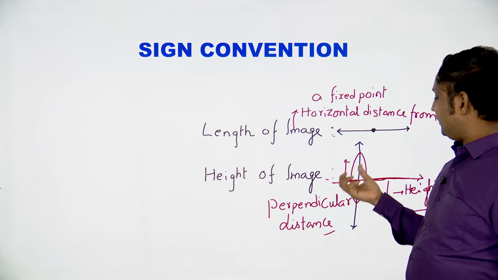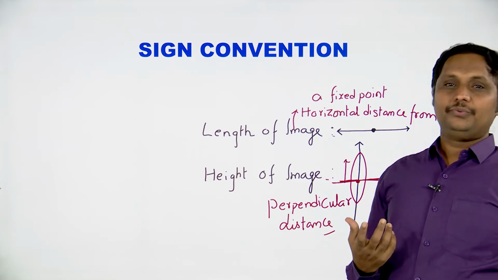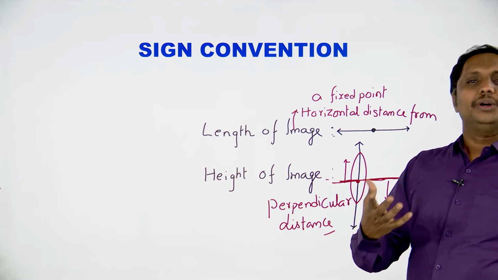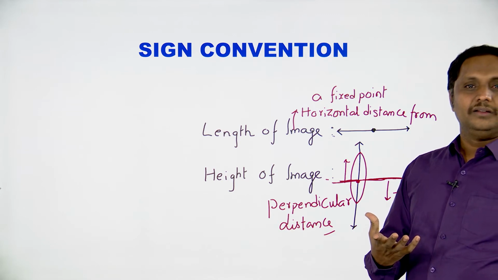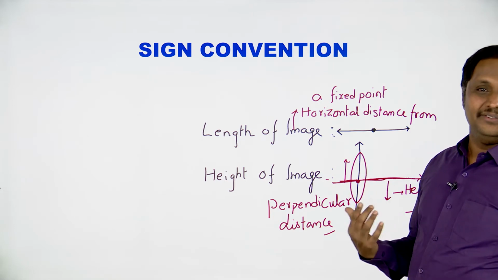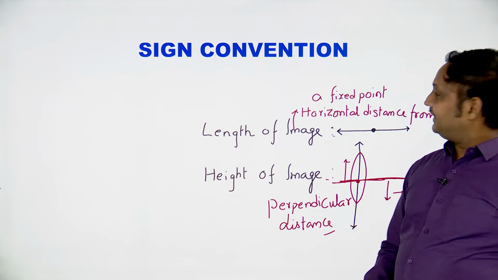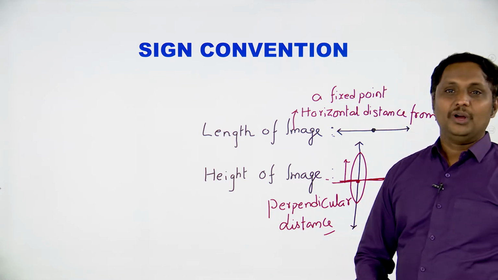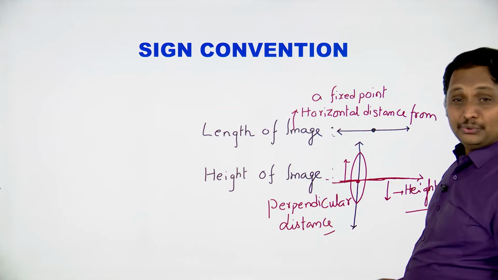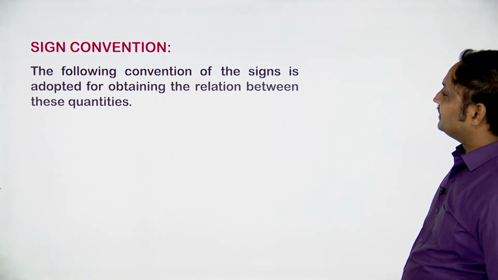Generally these two measurements are going to give the nature of image. Whether it is above or below, it is going to convey inverted, erect, virtual, real, all about knowing that measurement. And it depends on the sign convention also, how we are going to take the measurements. Okay, let's have a look into that matter, even though we would like to show the direction of incident light and all.